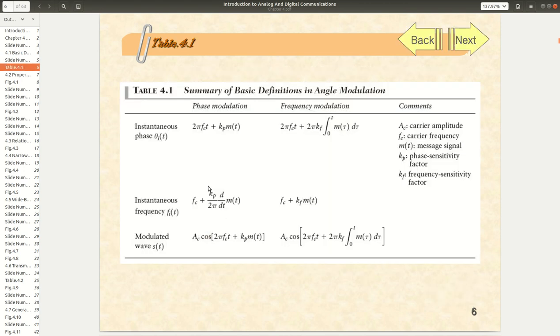Now this is a basic definition in angle modulation, the same idea that I wrote before for phase modulation and for frequency modulation. And as I said, k_p and k_f are the phase and frequency sensitivity factors.